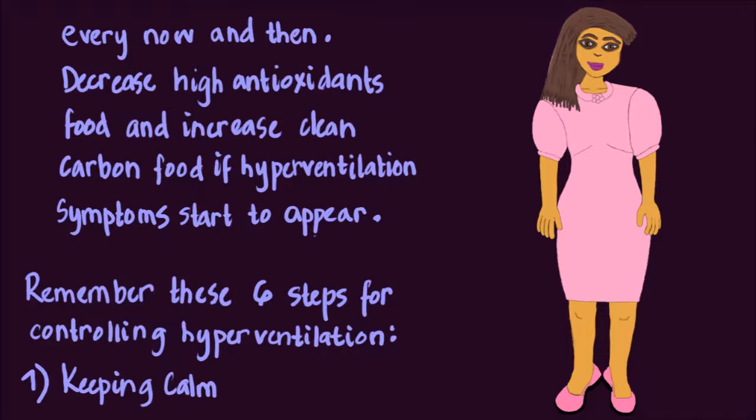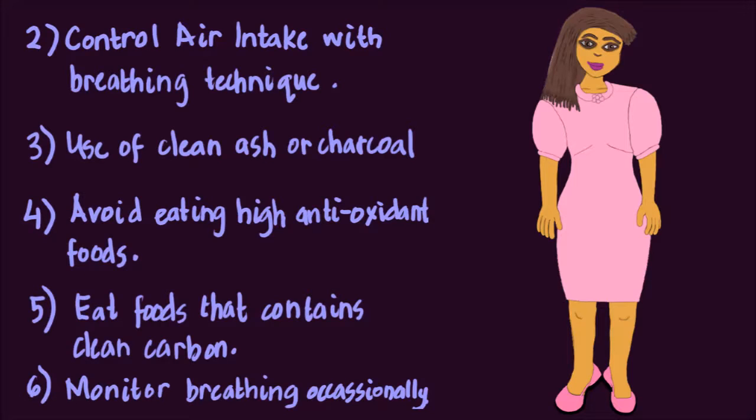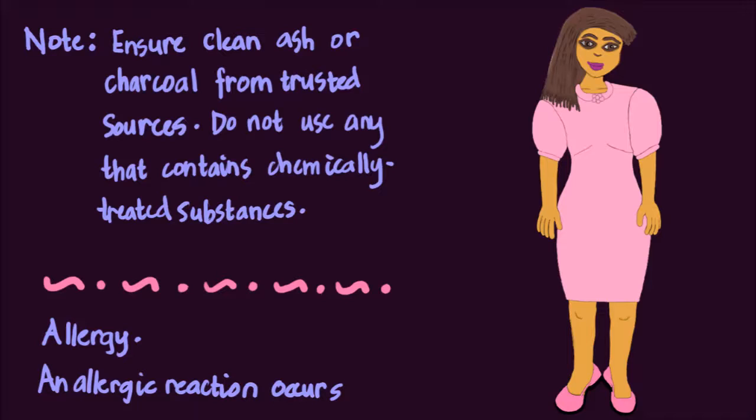Remember these 6 steps for controlling hyperventilation. Number 1, keeping calm. Number 2, control air intake with breathing technique. 3, use of clean ash or charcoal. 4, avoid eating high antioxidant foods. 5, eat foods that contain clean carbon. 6, monitor breathing occasionally. Note: ensure clean ash or charcoal from trusted sources. Do not use any that contains chemically treated substances.